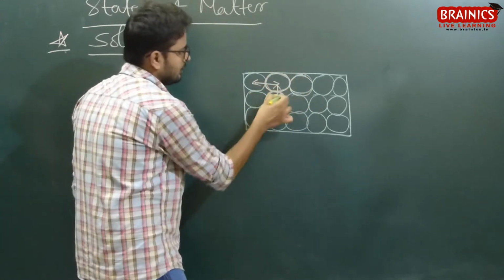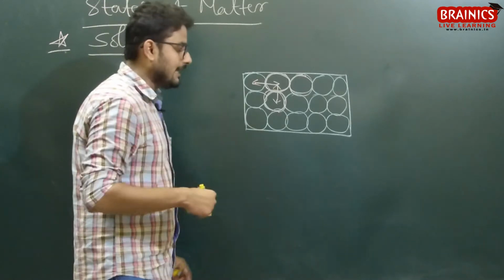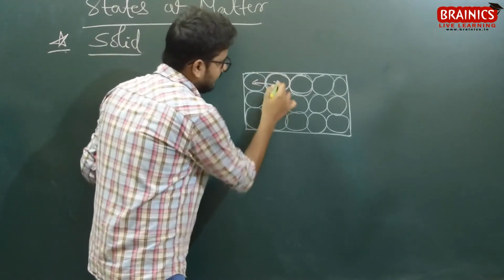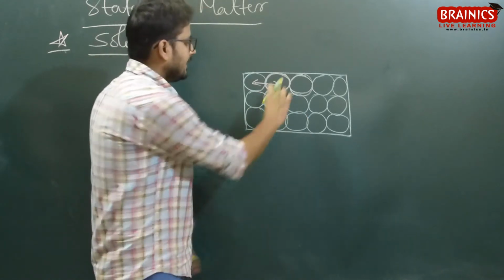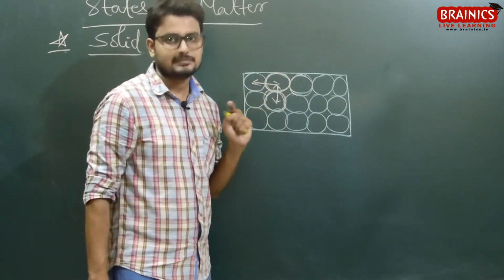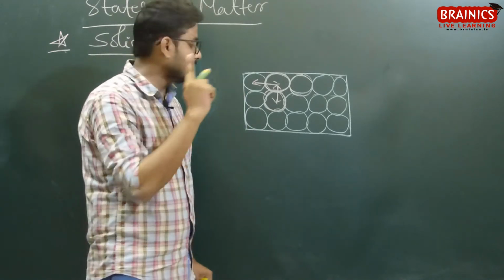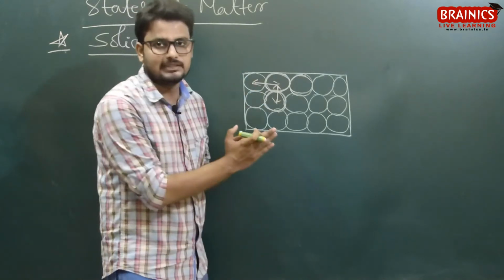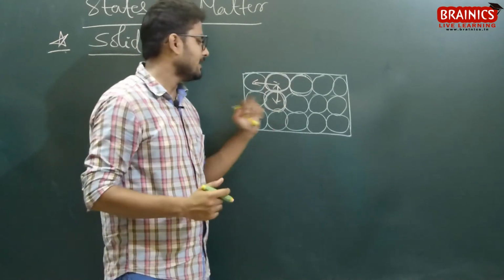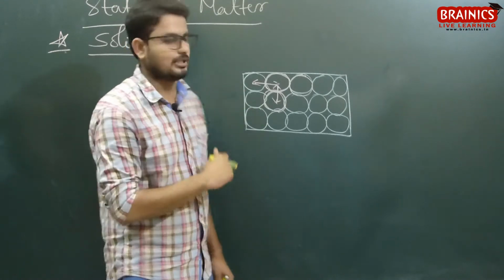So suppose this molecule and this molecule are attracting each other, and I am saying that they are experiencing maximum force. So you can say that these molecules are having maximum intermolecular force, isn't it? And which type of force, repulsion or attraction? It is attraction, because they want to live together. If they didn't want to live together, they would be experiencing repulsive force, but they are living together. That's why we can say they are experiencing a force of attraction.